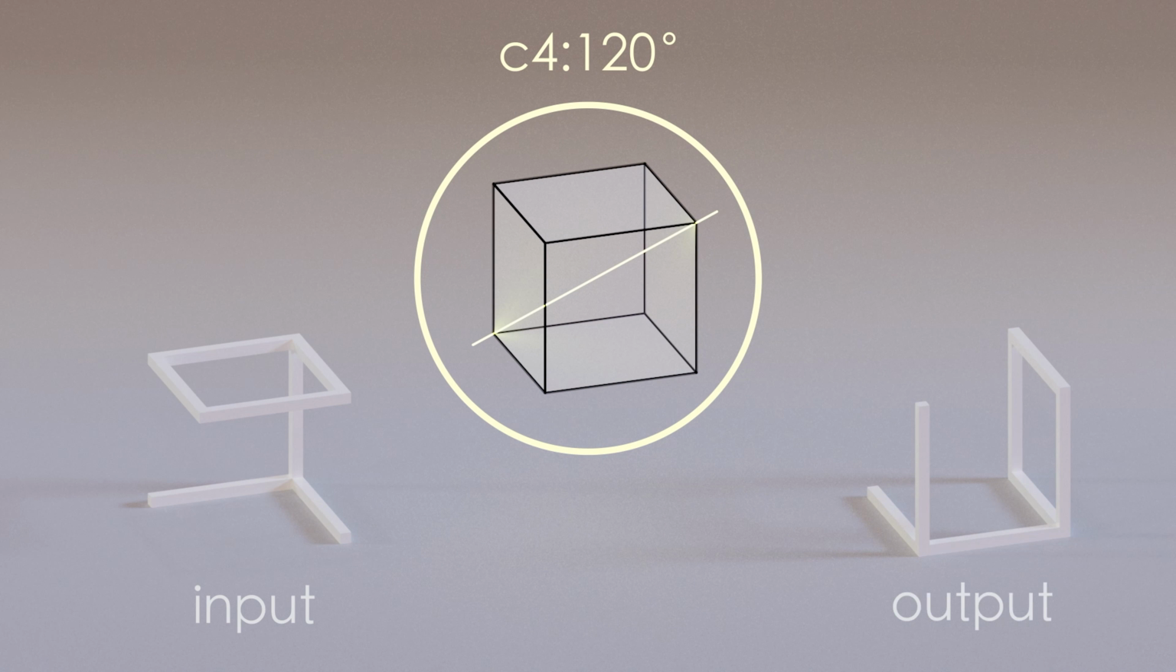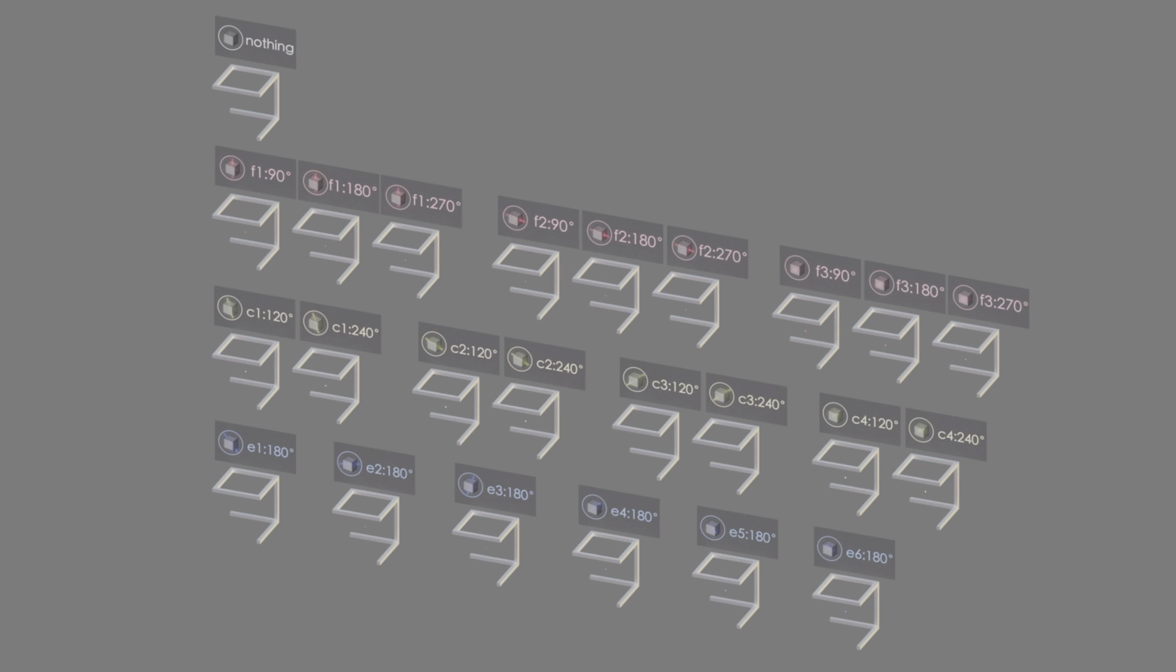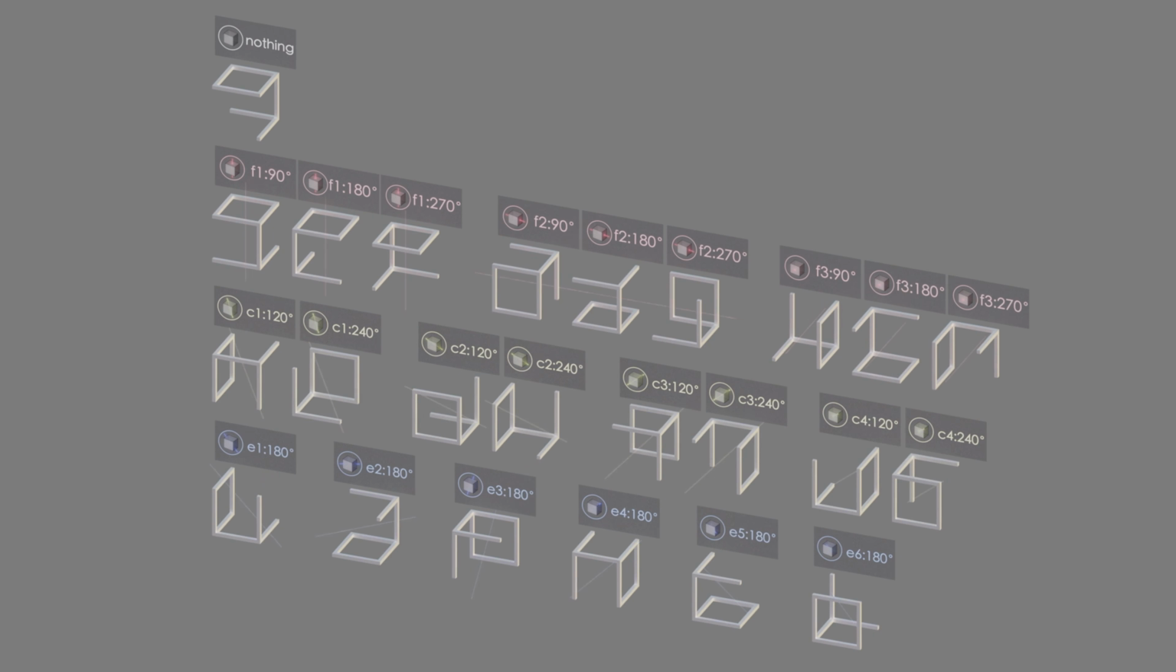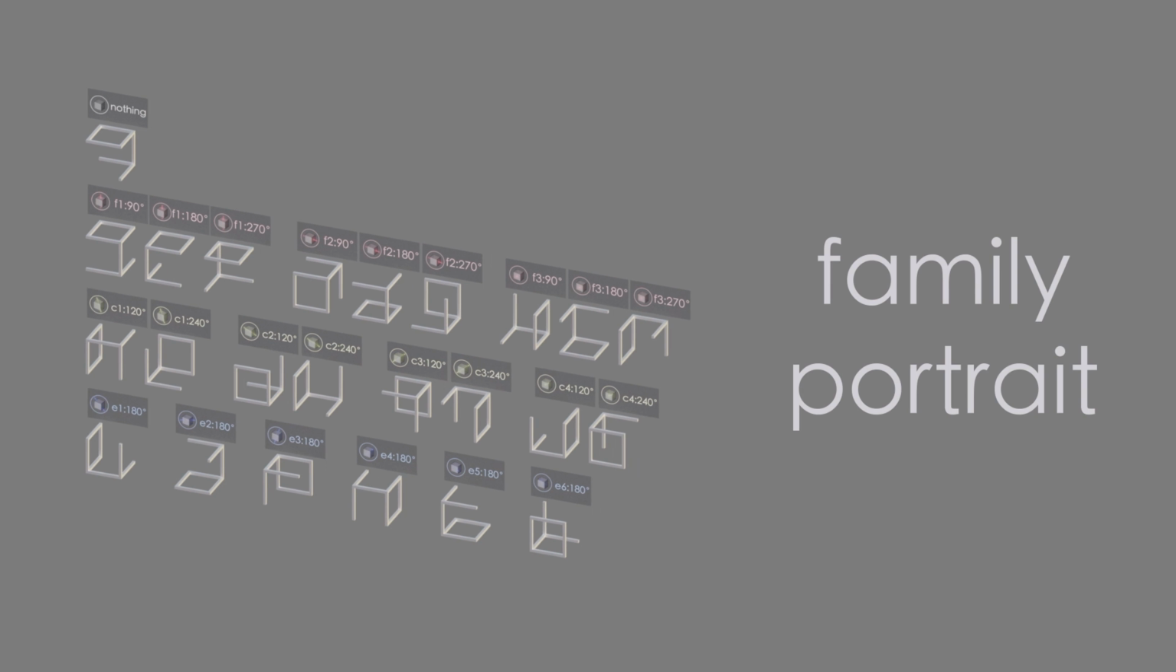If we take this same input and supply it to all 24 of our transformations, we get all 24 orientations of that shape, that is, all of its family members. We effectively have a recipe for taking any incomplete open cube and generating a copy of its whole family. We'll call this a family portrait.